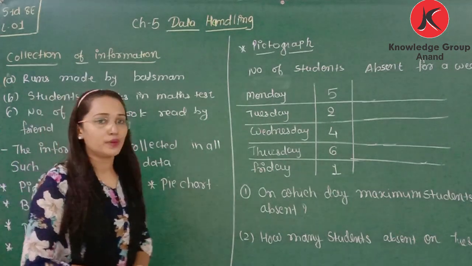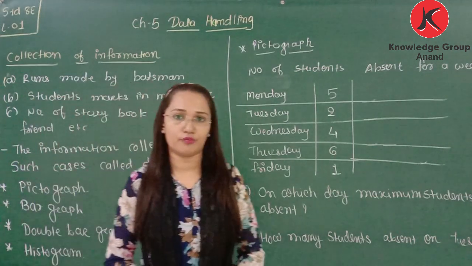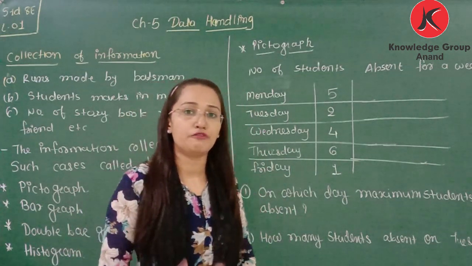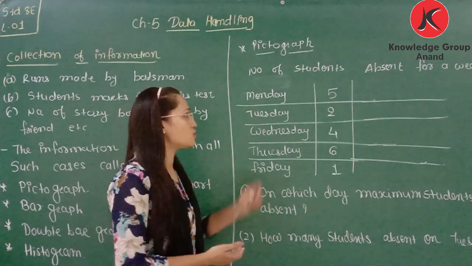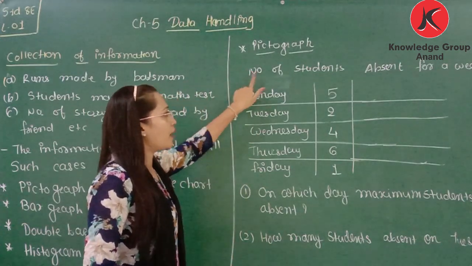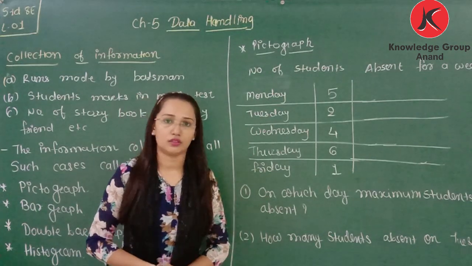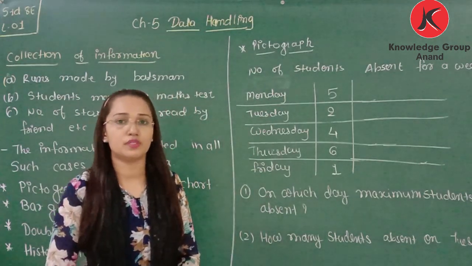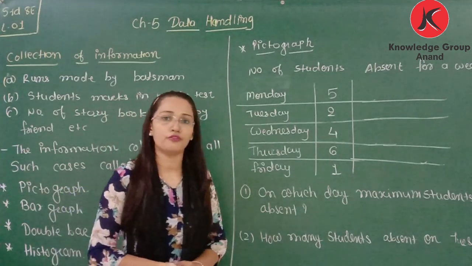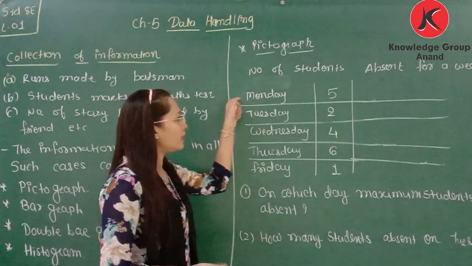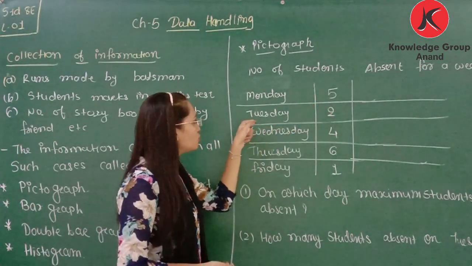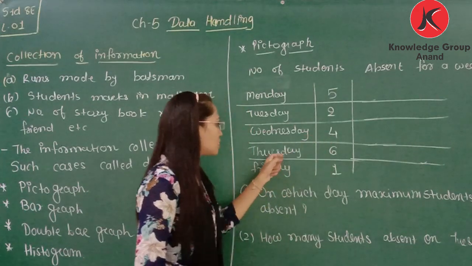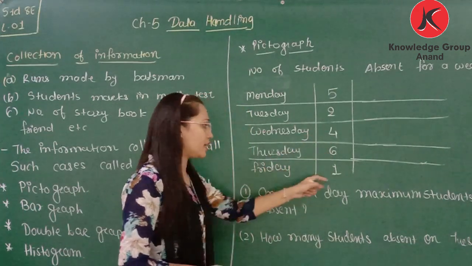So let's start with the pictograph. What is a pictograph? A pictograph means we represent the given information in picture form. Let's take an example: the number of students absent for a week. I gathered the information about the number of students absent in a particular class for a week. On Monday 5 students were absent, on Tuesday 2, Wednesday 4, Thursday 6, and Friday 1.